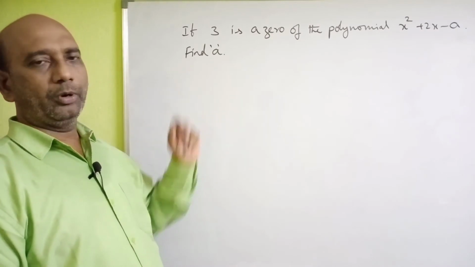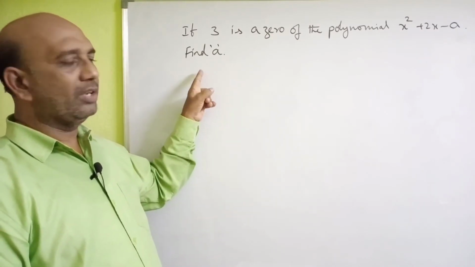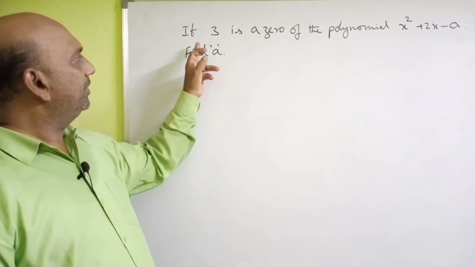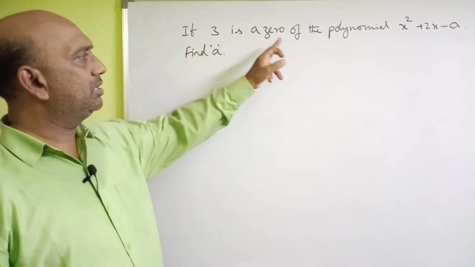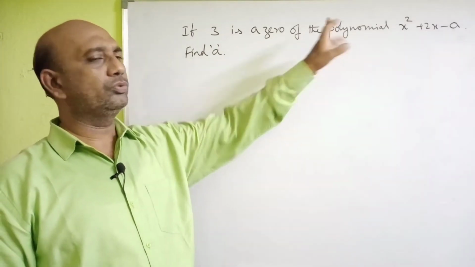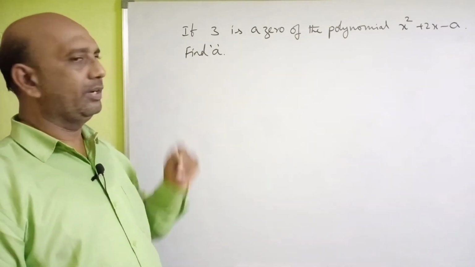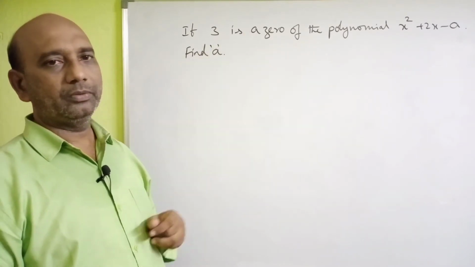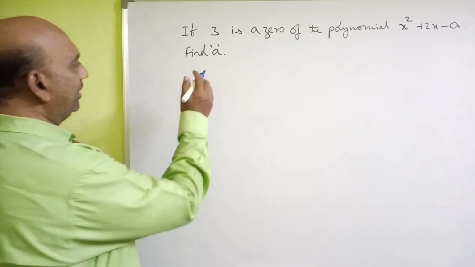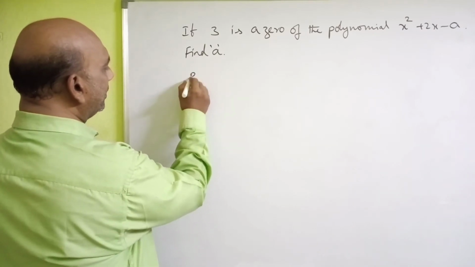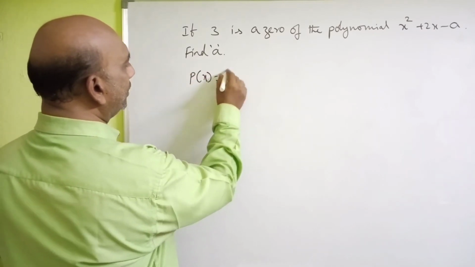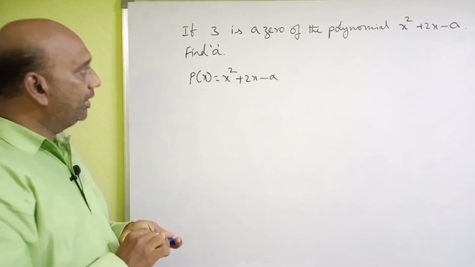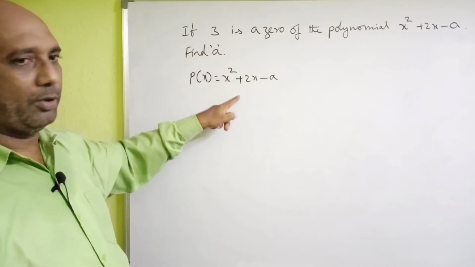Let us solve a problem. This sum is very important to both 9th and 10th classes. He is asking, if 3 is a zero of the polynomial x square plus 2x minus a, then find a. What he is saying? 3 is the zero of the polynomial. Given polynomial, let us indicate that polynomial as p of x is equal to x square plus 2x minus a.